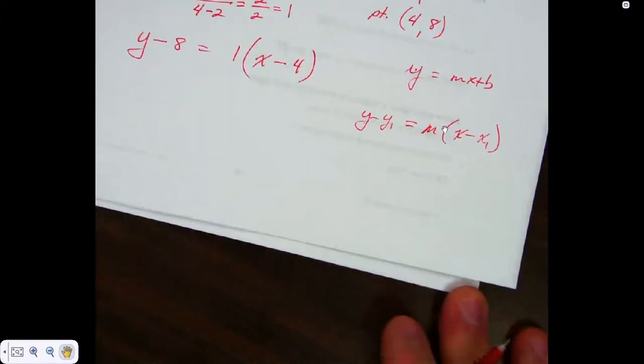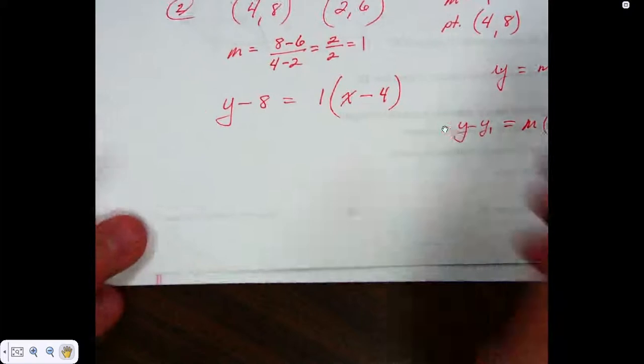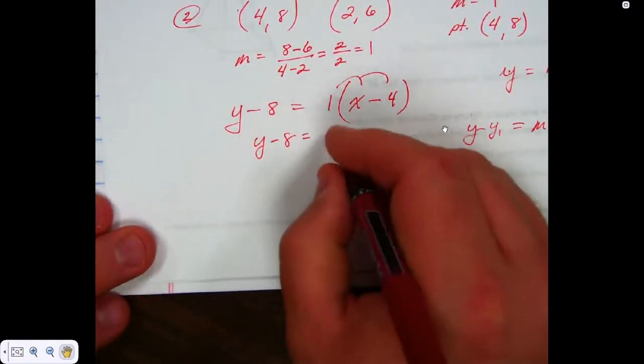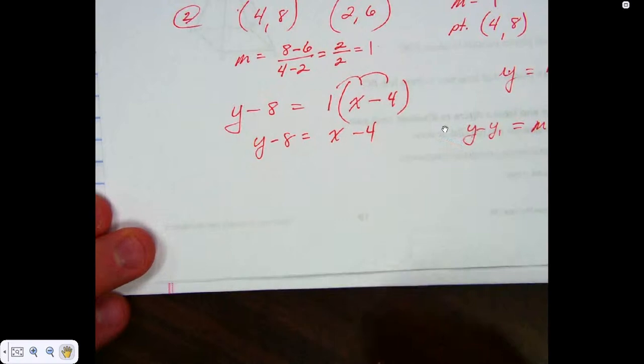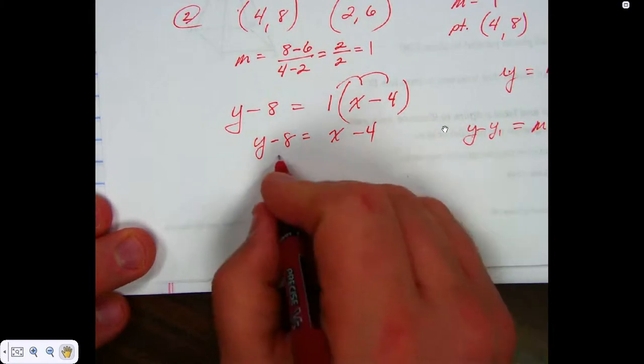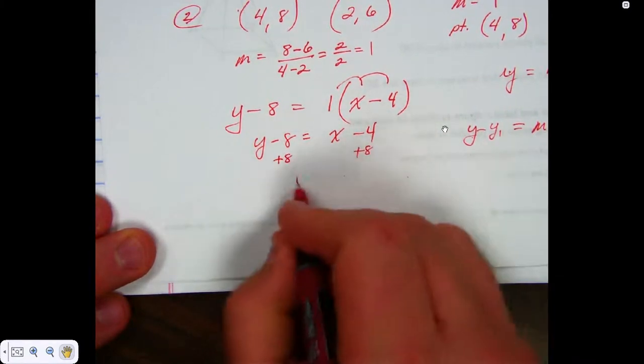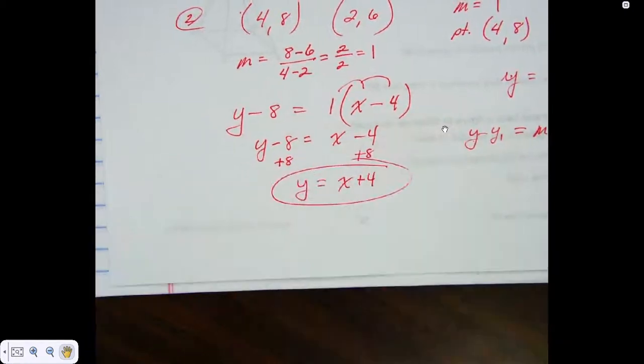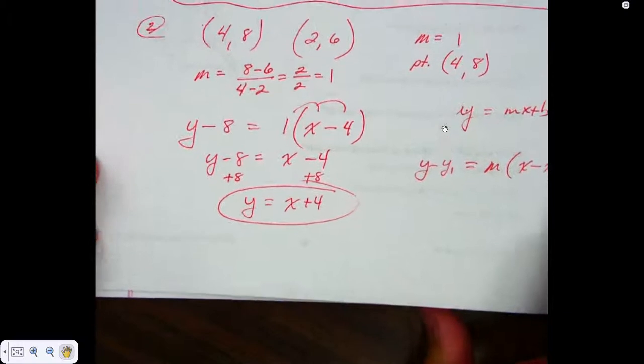Anyhow, first thing to do, multiply through. Y minus 8 is equal to x minus 4. What's the next thing to do? Add 8. Y is equal to x plus 4. Not so bad, is it? Will you count off if we put 1x plus 4? No.